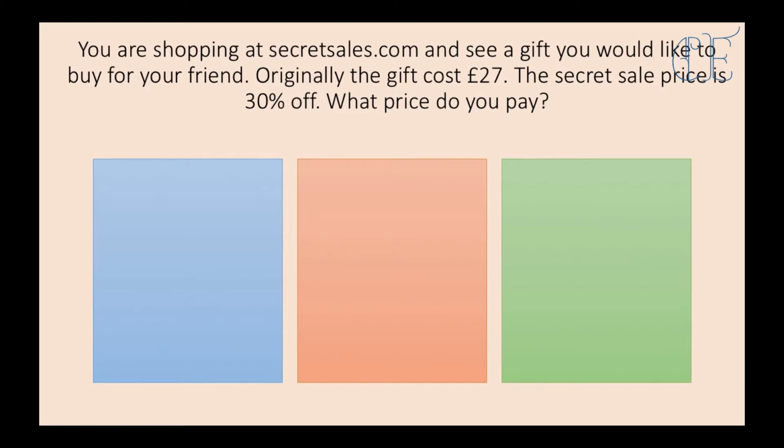So here's a question. We're going to look at the question and go through different methods in order to answer it. Let's say you're shopping at secretsales.com and see a gift you would like to buy for your friend. Originally, the gift cost £27, but the secret sale price is 30% off. What price do you pay? The main thing to take away is that you've got £27 and there's 30% off it.